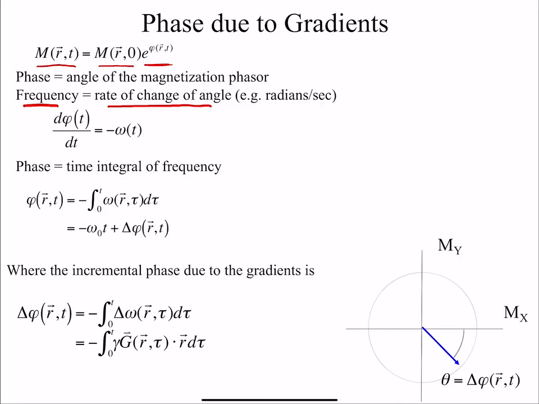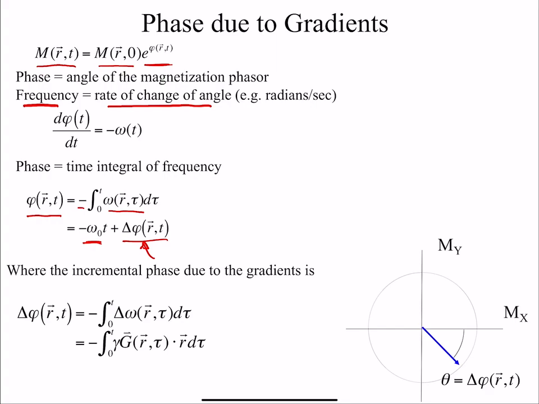Okay? The frequency of precession is not always going to be the same because I can turn the gradients on and off. So then I just have to take that equation and integrate it. So now the phase at any given point in time is just the integral of the history of my frequencies. So that's going to be the integral from 0 to t of omega, and there's that minus sign out there for the clockwise precession. That just turns out to be minus omega naught t plus this delta phi term, and this is the term we really care about. That's the incremental phase due to the gradients.